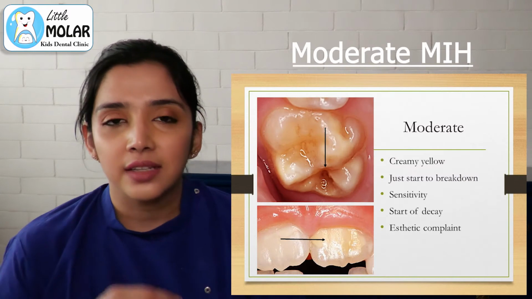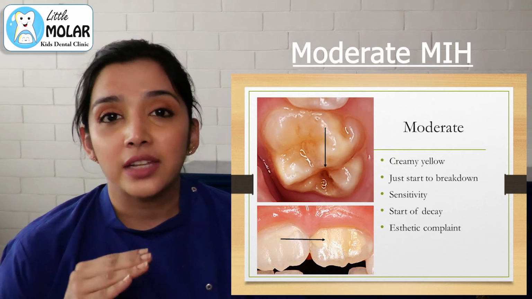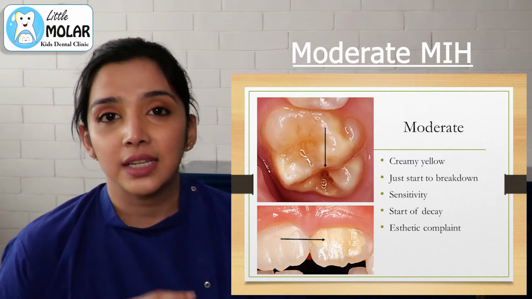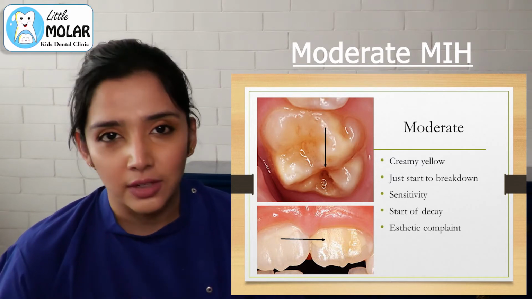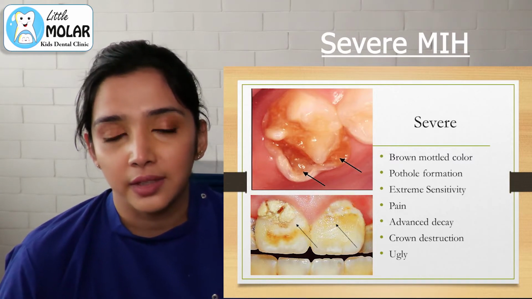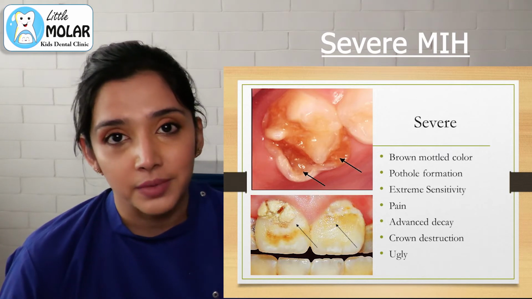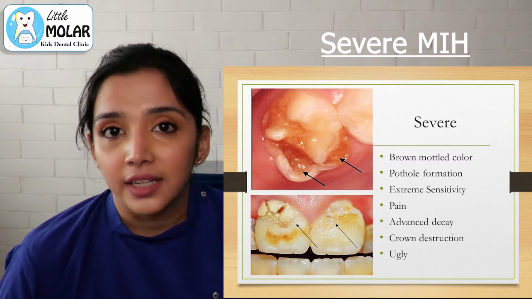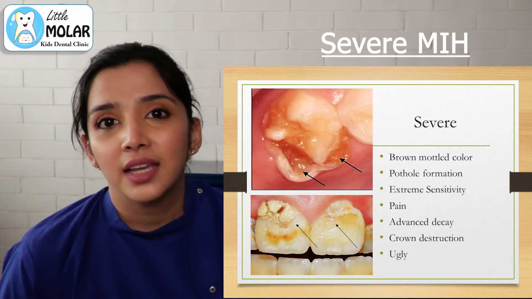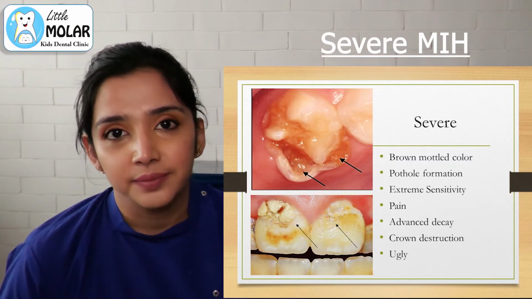In moderate cases, the lesion typically has a creamy yellow appearance and the surface breakdown has just started. There may be some decay. The child may complain of sensitivity and pain, and aesthetically it doesn't look very nice. In severe cases, the lesion has a typical mottled brown color and pothole formation has started, sometimes even before the tooth has finished erupting completely. There is decay at an advanced stage and the child complains of extreme sensitivity and pain and refusal to brush the surface, and looks-wise they look very ugly.